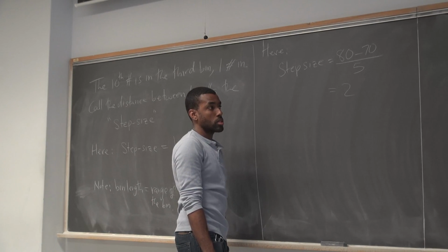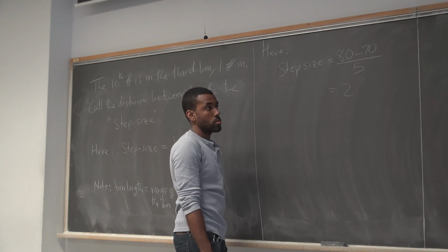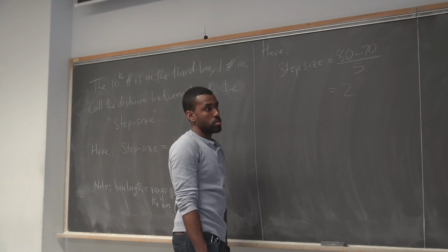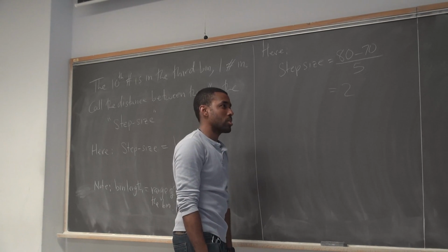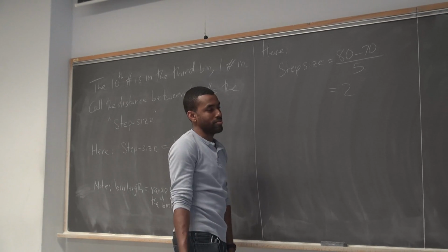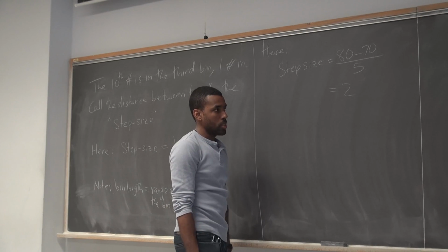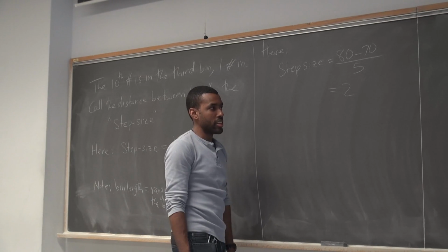Since it's open-ended, wouldn't it be 80 minus 71? That's sort of, it's an approximation. Okay. You sort of think of this interval as having length 10.